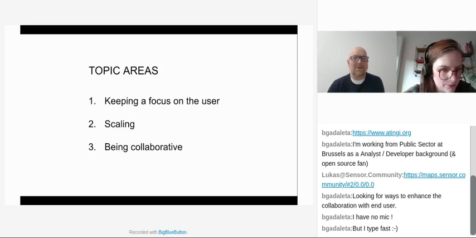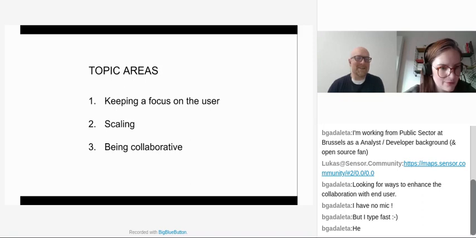Okay, but here is saying, he or she, thank you, is saying they type fast. So let's start with that then. So you're working with a development background in the public sector, and you're an open source fan, and you're looking for ways to enhance the collaboration with the end user. Okay, but does that mean you're actually asking me or anyone else here to think about how to enhance the collaboration? That's a difficult one.